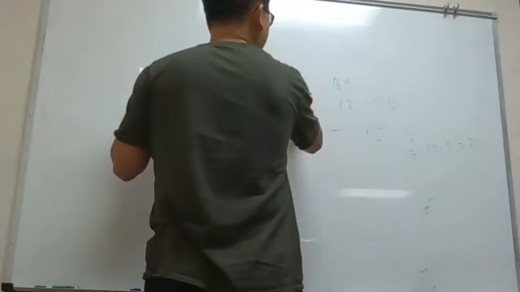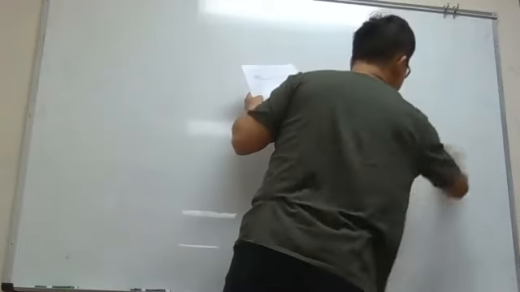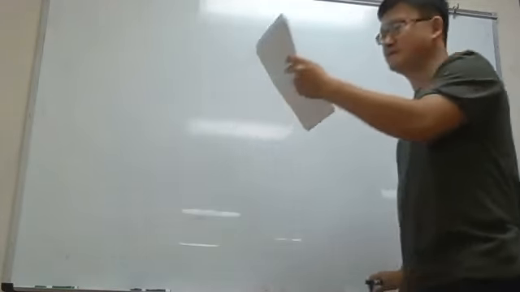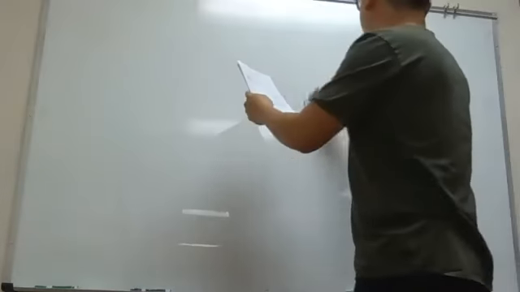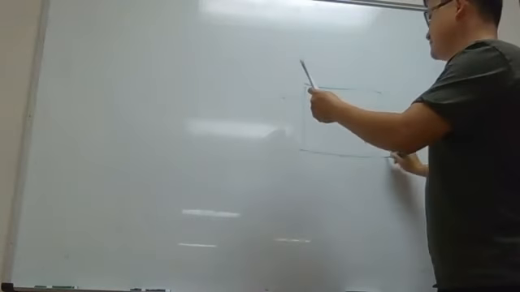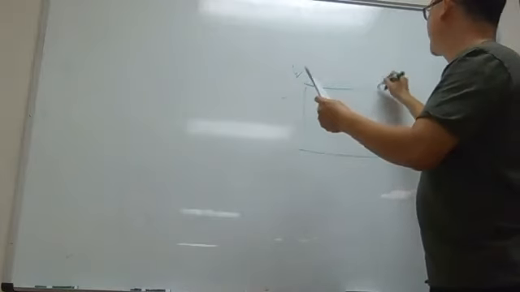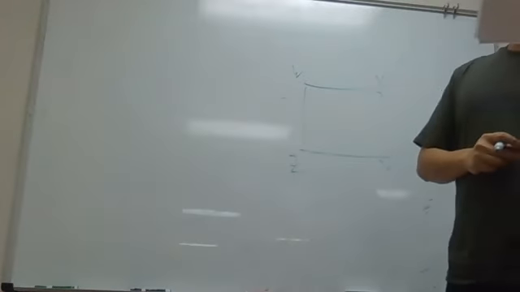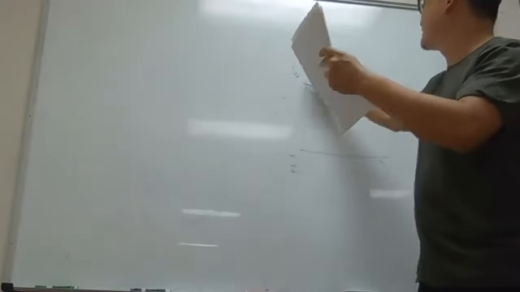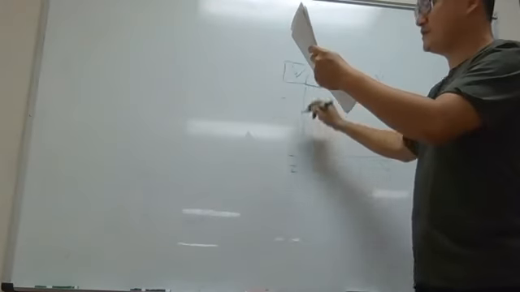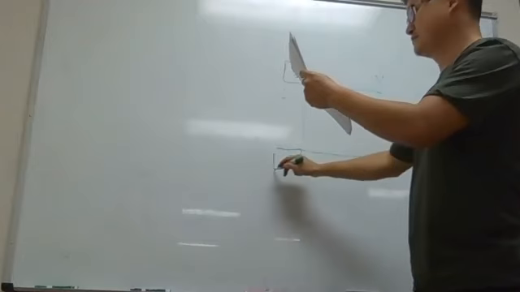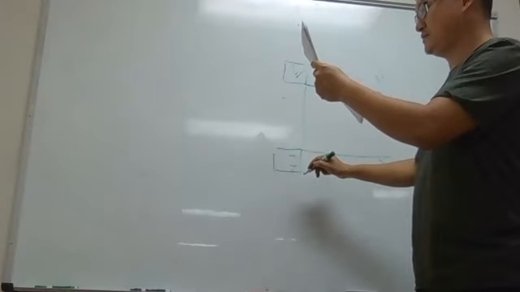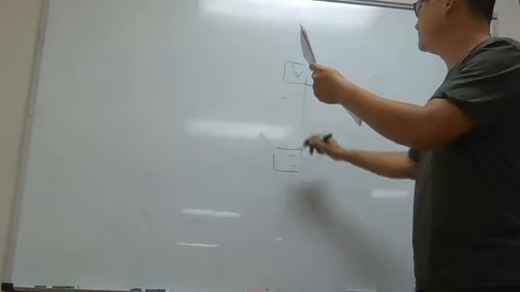Next problem looks very complicated, right? But it's actually pretty easy. So first of all, we have a square, WXYZ. And then we have some small squares here and there, right?